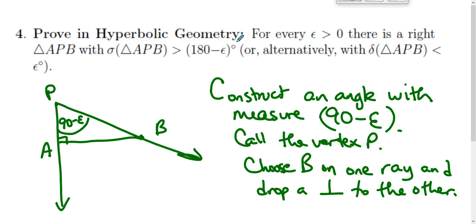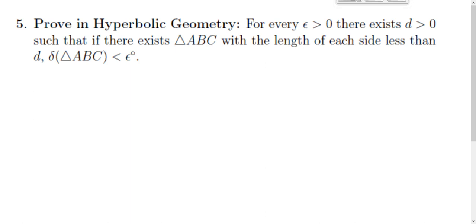Now, we can make triangles with angle sums as close to 180 as we like. And then this is true too. This is just bizarre. For every positive number epsilon, there exists a positive number d, such that if there exists a triangle ABC and the length of every side is less than d, then the defect is less than epsilon. We can make angle sums as close to 180 as we like.